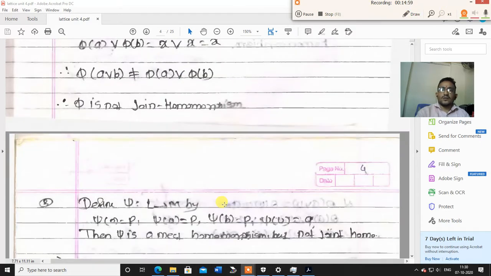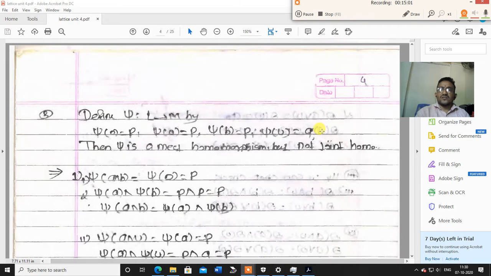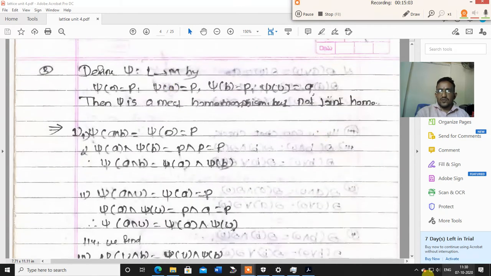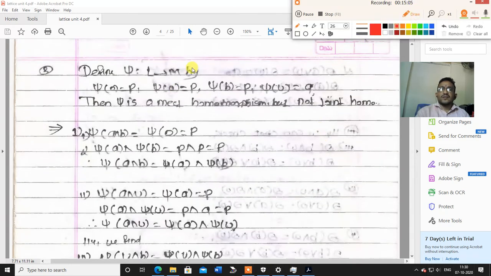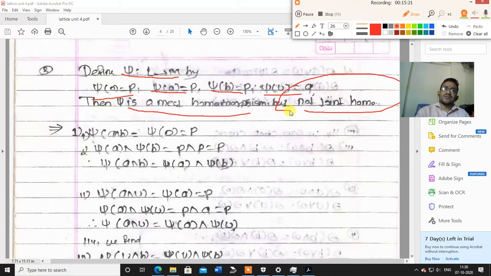Next, define a function psi. What is psi? Psi is a function from L to M. We define psi of 0 is equal to P, psi of A is equal to P, psi of B is equal to P, psi of E is equal to Q. Then we have to show that psi is a meet homomorphism but not a join homomorphism.